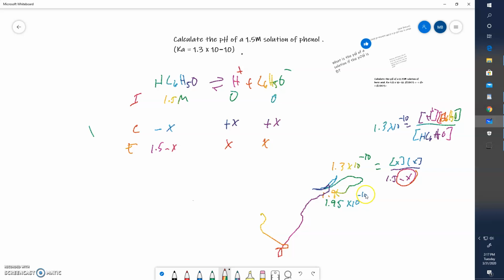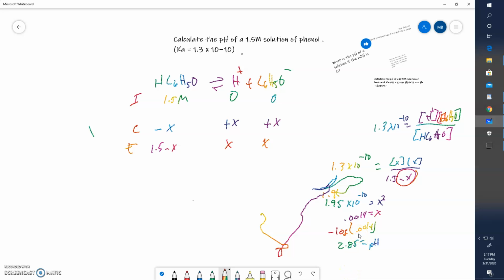1.9 times 10 to the minus 10 equals X squared. You take the square root of both sides, and you get 0.0014, if I read my handwriting right, equals X. That's not answering the question. I need the pH. I need to take the negative log of 0.0014, which is 2.85. That is my pH, which is very similar to the last problem, off by a little bit.